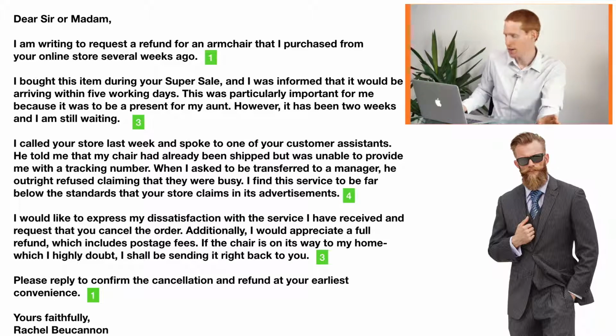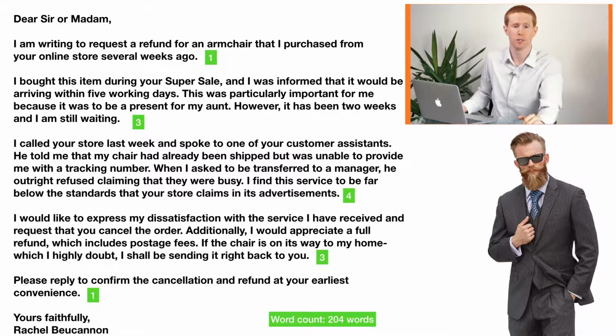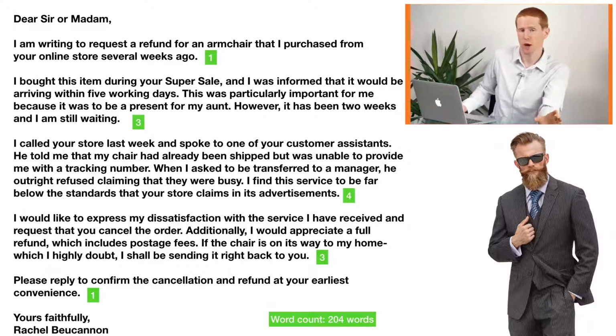So in total, the word count is 204 words, which is what you'd really be hoping to write for a high-level Task 1 answer. Remember, the minimum is 150 words, but if you want to be scoring 7, 8, or 9 in General Task 1, then you really want to be writing over 170 and more like 190 or 200 words. Again, it depends on the letter and how much detail you want to go into, but if you can write a letter of 204 or more words in 20 minutes, then that's great. Go for those details as long as they're relevant.